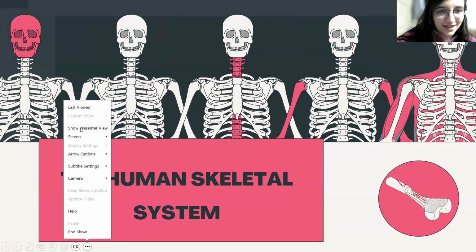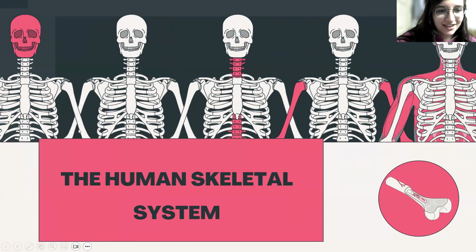Okay, let me find my arrow, my laser pointer. Okay, so again, a reminder that this is the human skeletal system that we'll be focusing on. So just keep in mind the human body, the skeletal system of other animals is different.